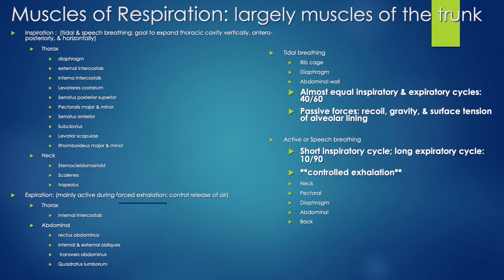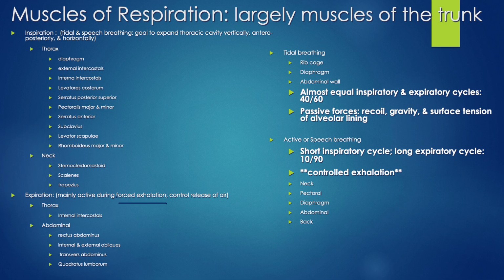So with tidal breathing, when we inhale, the rib cage expands, the diaphragm contracts, increasing the volume of the thorax, and air rushes in. And so, again, with tidal breathing, the inspiratory and expiratory cycles are almost equal. It's about 40% inspiratory, 60% expiratory. And the exhale is going to be passive. It's recoil and gravity, and then the surface tension of the alveolar lining within the lungs.